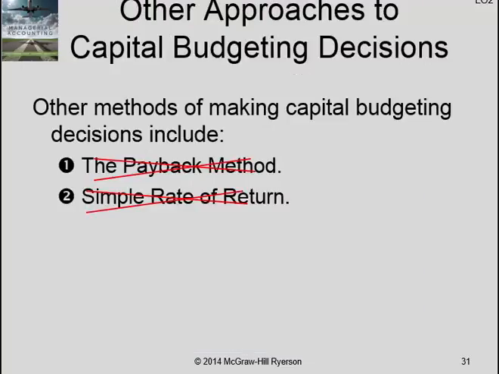There's a couple other methods in the book that we are not going to look at. They're too simplistic, and with the advent of Excel and other tools that we have available, nobody does this anymore. So if you see payback, it's not worth even bothering, and same with a simple rate of return.